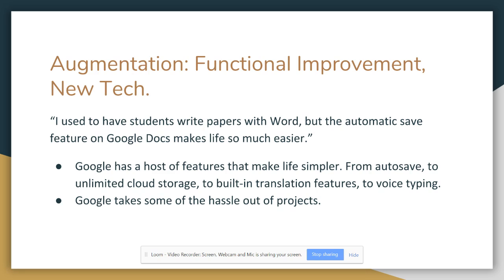The fact that you have unlimited cloud storage might make it more of a functional improvement. The fact that you can use voice typing, the fact that there's a built-in translation feature for our foreign language teachers, for Senora and for Frau. Google takes some of the hassle out of the projects, okay? Take some of the hassle out. You know, building that easy bibliography, using the citation feature to get citations and footnotes, formatting things easier, finding table of contents, etc. All of that is augmentation.